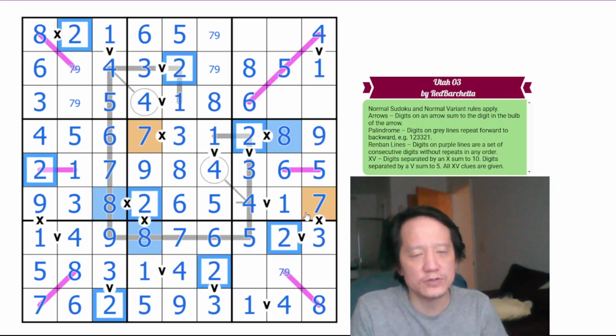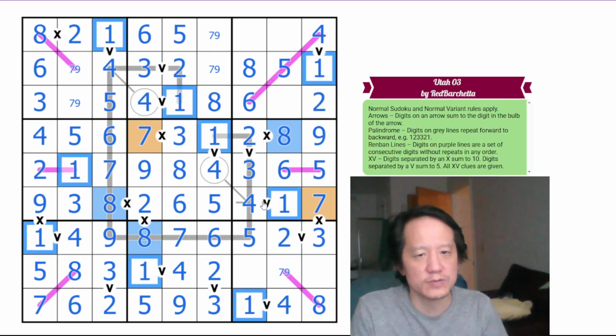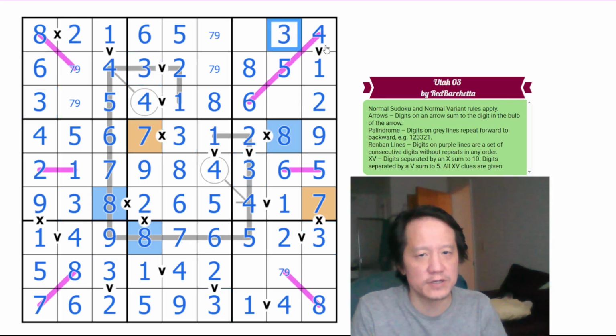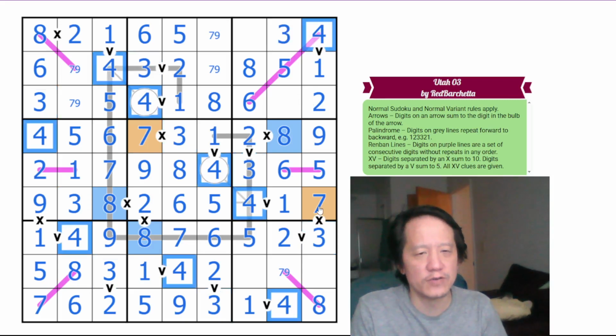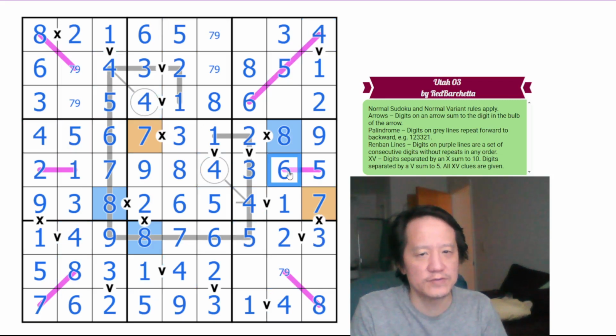We have 8 2s. We know where the last 2 has to be. It has to be here. I think we have 9 1s, right? Yep. So we have all the 1s. We have 8 3s. We know where the last 3 has to be. It has to be here. We have 9 4s, so that's set. 5s, we have 9 5s, that's set. 6s, we have 8 6s, so we know where the last 6 has to be. It has to be there.